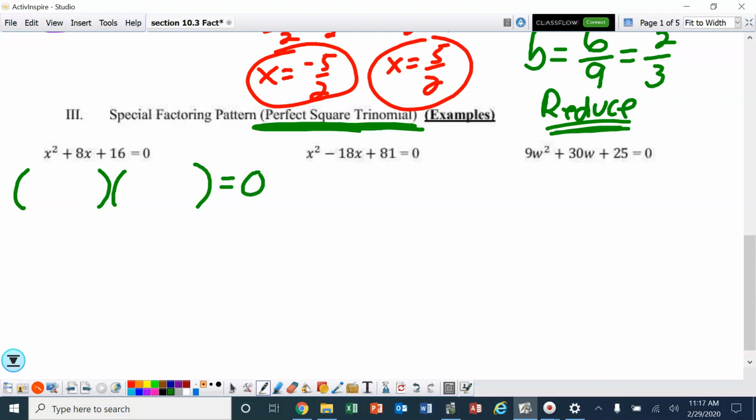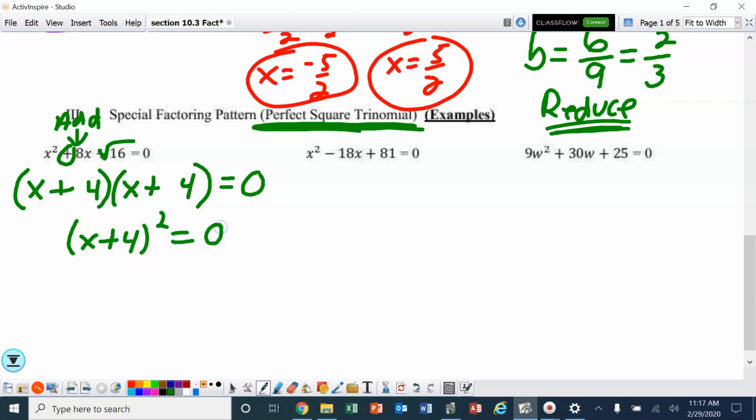Well, first of all, you'll notice that the 16 is a perfect square. So the square root of 16 is 4 and 4. And the 4's add to 8. So it's x plus 4 and x plus 4. They're the same. Now that could also be written as x plus 4 squared. There's only one solution to this, and that would be -4.